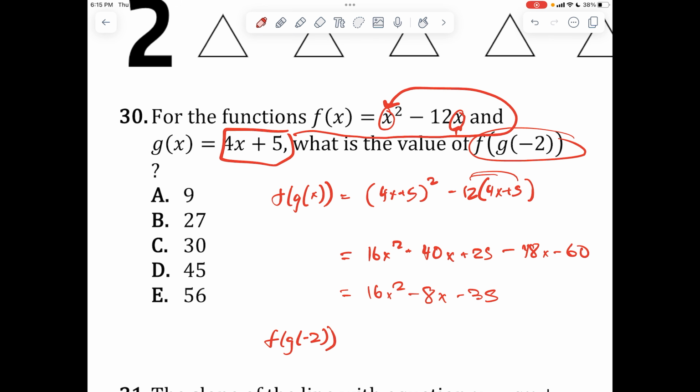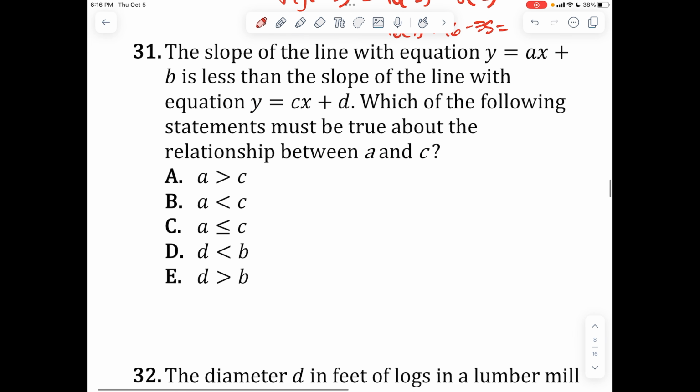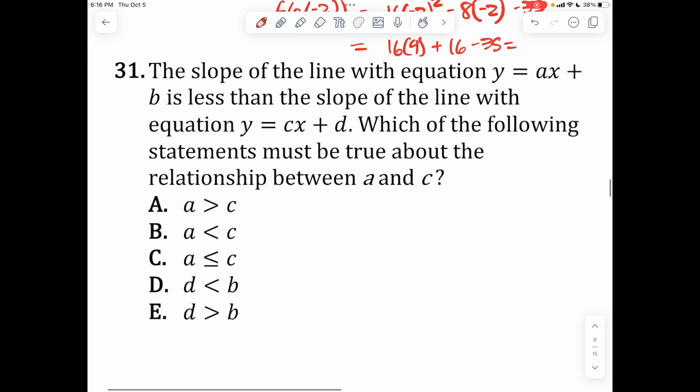So just plug in negative 2 for x. 16 times negative 2 squared minus 8 times negative 2 minus 35. That gives you 16 times 4, minus, that's going to be plus 16, minus 35. This is going to be 64 plus 16 minus 35, 45. That's my answer.